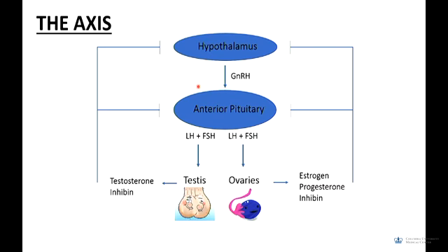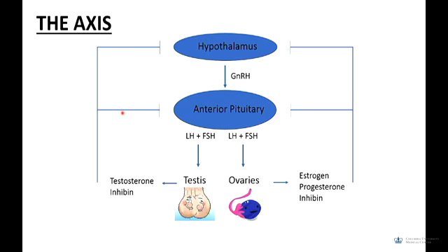LH is our luteinizing hormone, so in females it's in charge of estrogen production and the corpus luteum and progesterone secretion, and in males testosterone production. And then FSH is our follicle stimulating hormone, and in females that's in charge of follicular growth, and in males spermatogenesis.